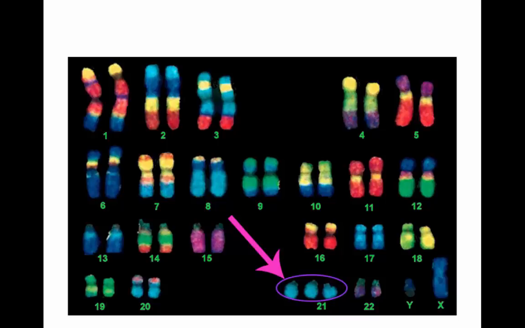With this type of Down syndrome, each cell in the body has 3 separate copies of chromosome 21 instead of the usual 2. So in this picture, you will see, in this karyotype, that there are 3 copies of chromosome 21 right here.